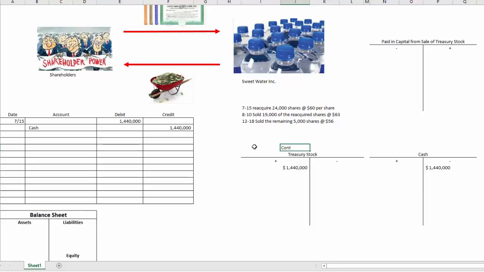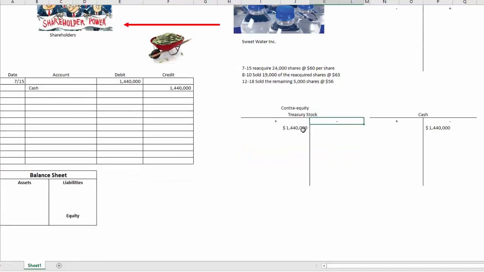Remember, this is what we call a contra equity account, meaning that the signs are contrary to what they usually would be for an equity account. An equity account usually has a plus on the right side and a minus on the left side. Well, this one doesn't, because it's a contra account. It contradicts the normal rules of the account. So by debiting treasury stock, we're really decreasing equity, because this is a form of an equity account. So equity does go down, and the assets go down, so the accounting equation does hold true.